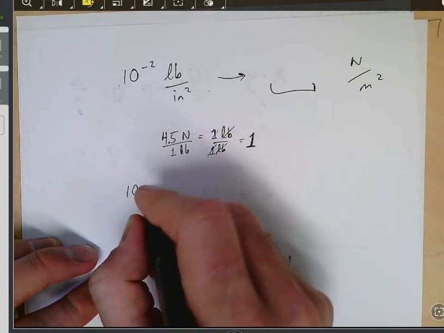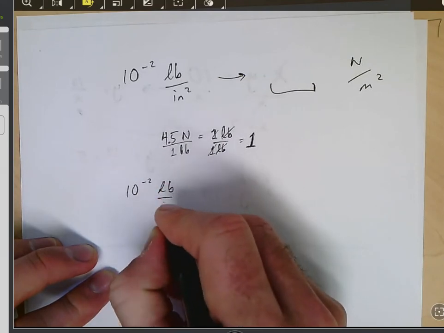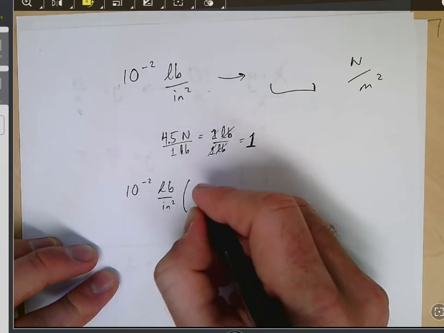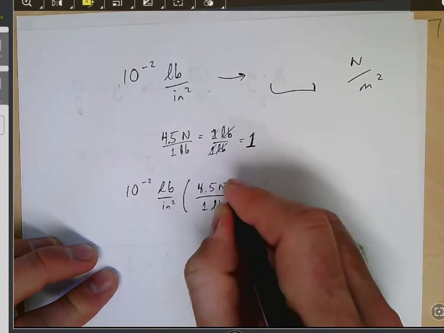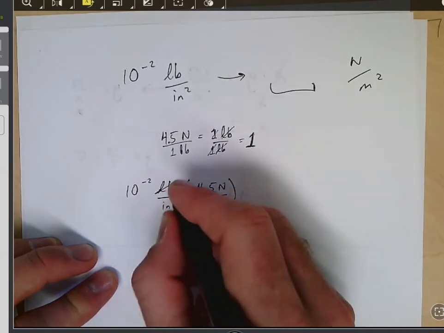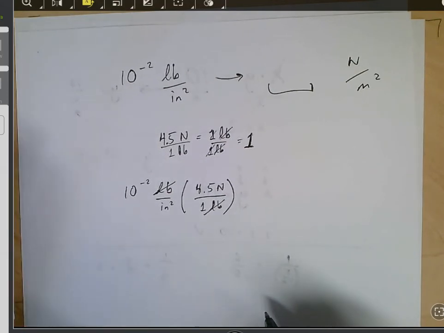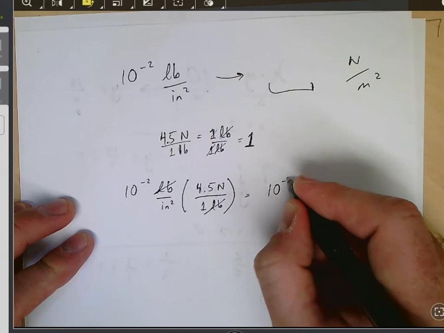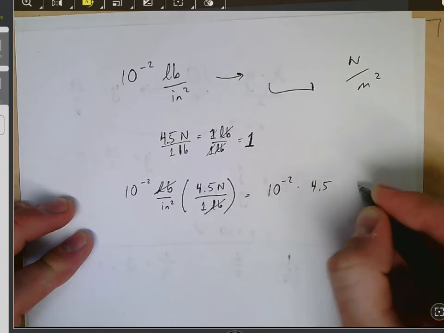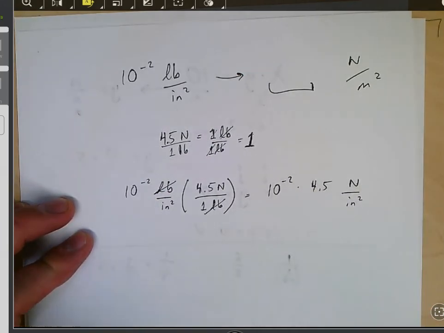So in other words, if I took this number here, 10 to the minus 2 pounds per inches squared, and I multiply this by 4.5 newtons per 1 pound, what's cool about this is that the pound and the pound cancel out and I'm left with newtons. So I've essentially multiplied by 1, which doesn't change the number, but now we've changed the units. So this is going to be now 10 to the minus 2 times 4.5, and it'll be newtons per inches squared. So we're halfway there.